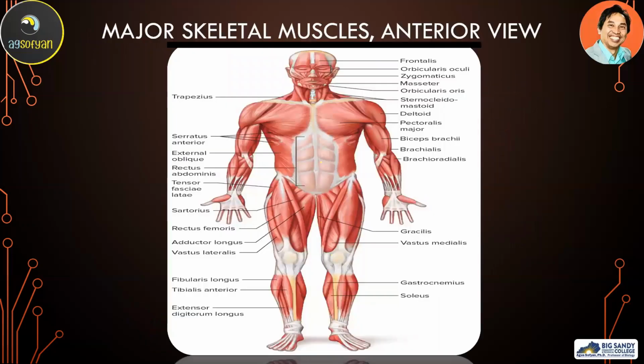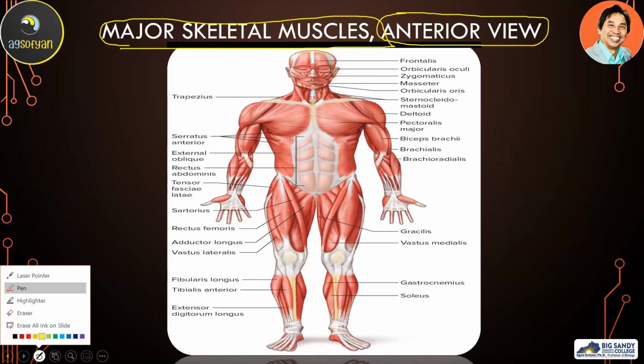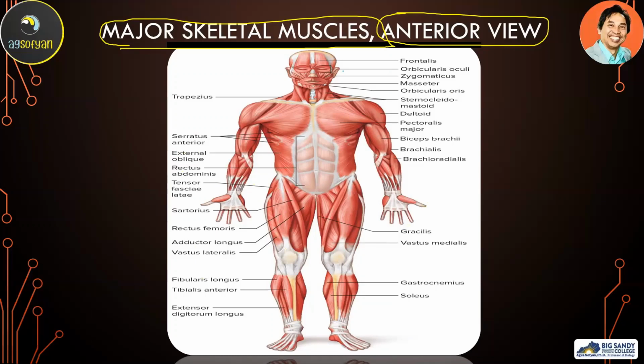Now we are going to see some of the major skeletal muscles in our body. We are going to start from the anterior view, or anterior side. Let's see from the top here, on the frontal bone. We have a muscle called the frontalis. When we contract it, it is going to lift our eyebrows, right? So this is the frontalis.